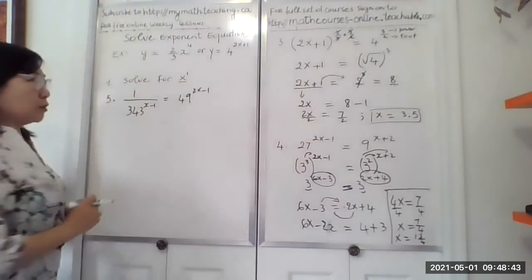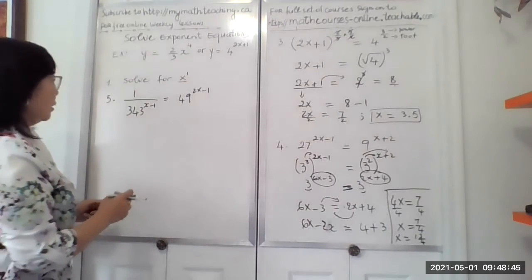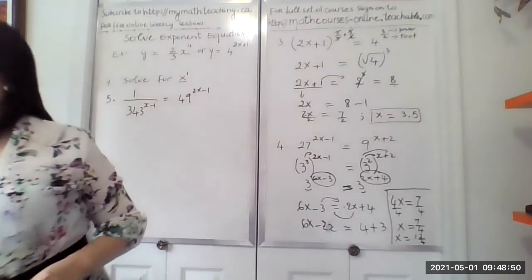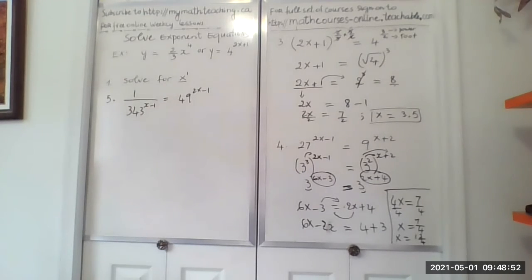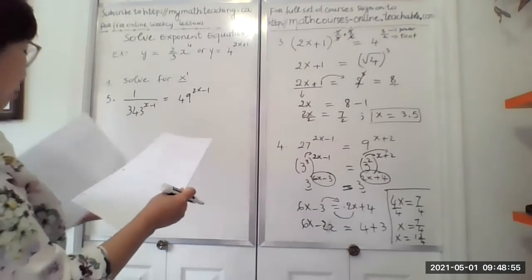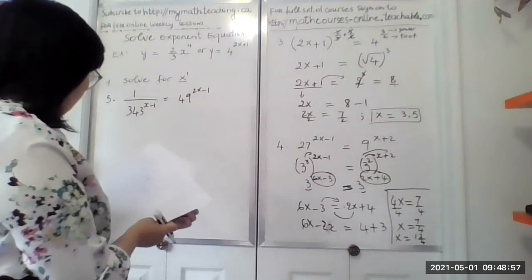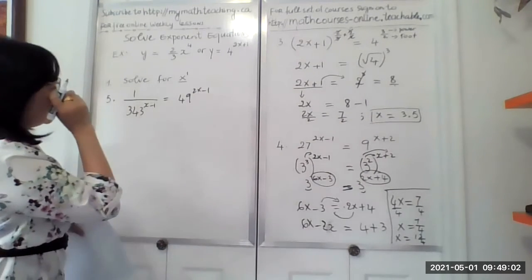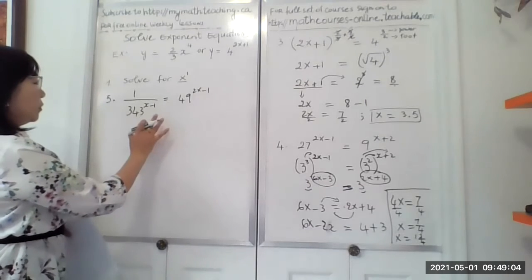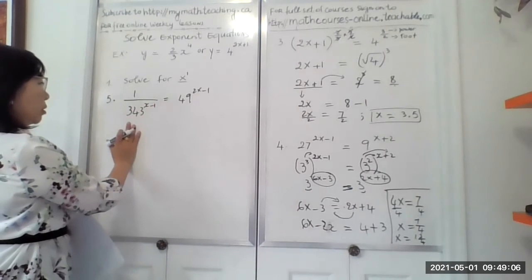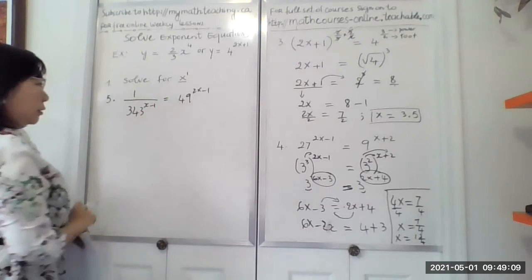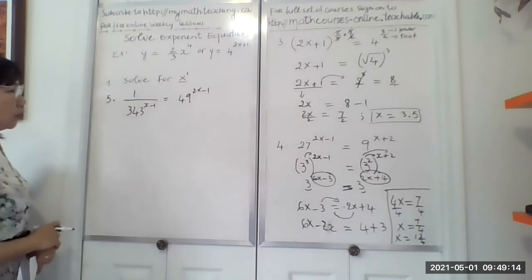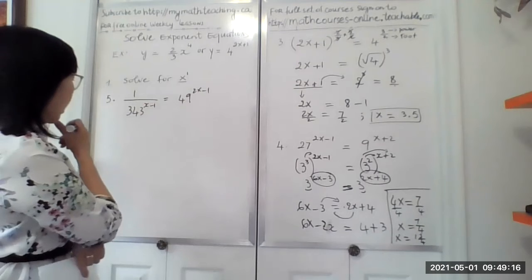Now I'm going to go to this question, and this is the last question I want to show you. Let me see if I have any more interesting questions I want to show you as well. Okay, so now for this question, we have a fraction on the left and a whole number on the right with the power on top. So what should we do in this case?